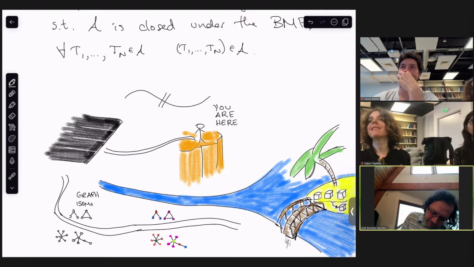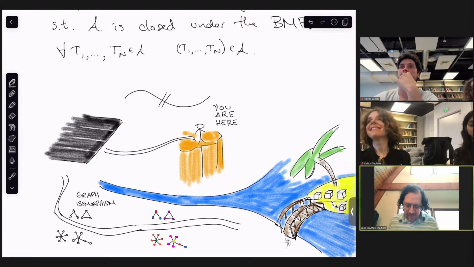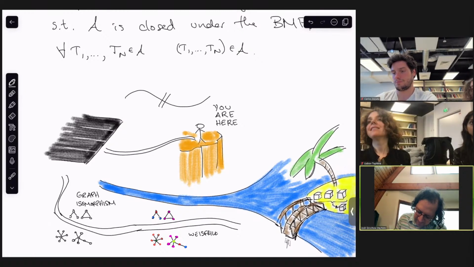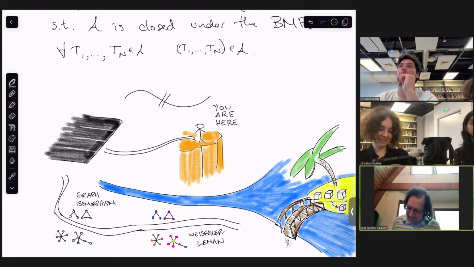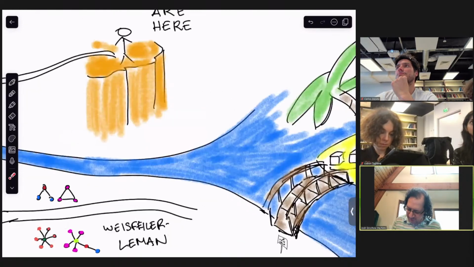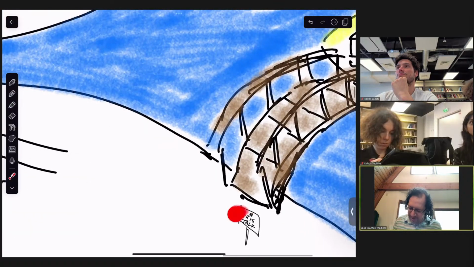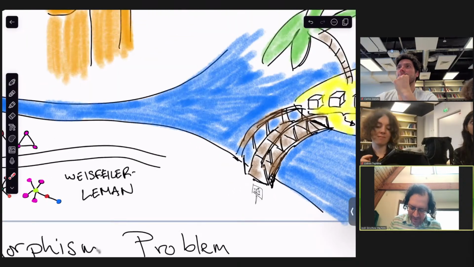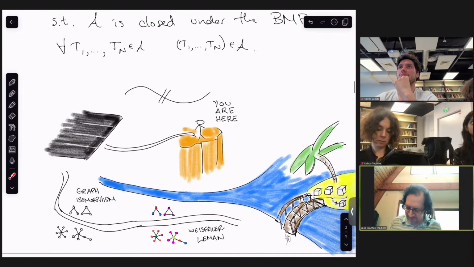So first I'm going to tell you about the graph isomorphism problem and some background on that. And then we'll get to the Weisfeiler-Leman algorithm for graph isomorphism. And then finally, we will walk down this path and come across this bridge, and this bridge is really what this talk is about: connecting Weisfeiler-Leman back to Bhattacharya-Mesner.